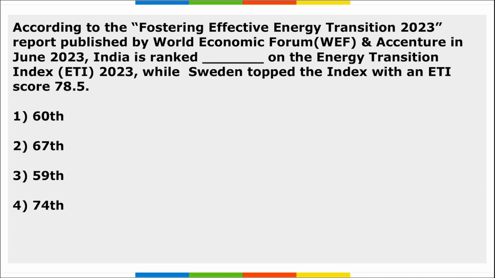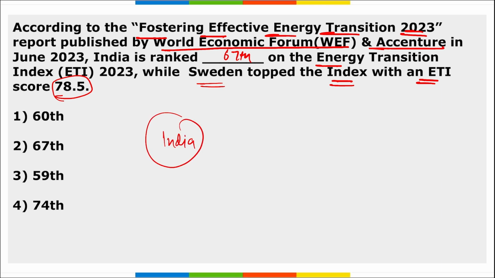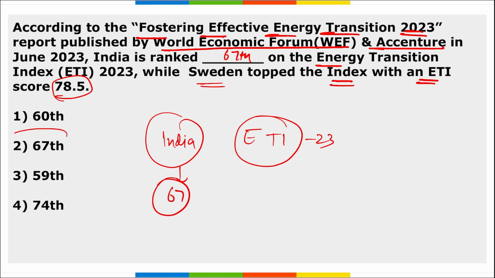Correct? Next, according to Fostering Effective Energy Transition 2023, this report was published by the World Economic Forum and Accenture in June, and here the rank of India was 67th on the Energy Transition Index, while Sweden has topped the index with an ETI score of 78.5. So, what is the rank of India in this Energy Transition Index? For 2023, the rank of India is 67th, and the first position is of Sweden. Correct?